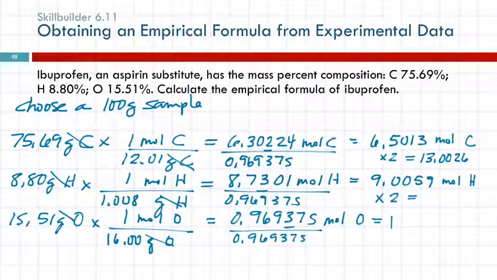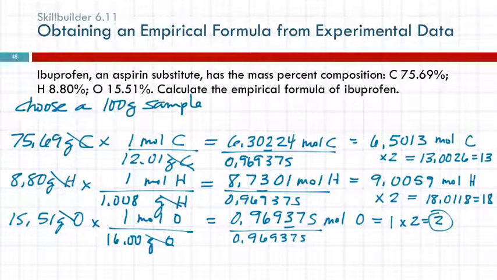9.0059 times 2. And that's going to give me 18.0118. Okay, that's still within 0.2 of a whole number. And I multiply this one by 2. So this rounds to 13, and this rounds to 18, and this one's 2.